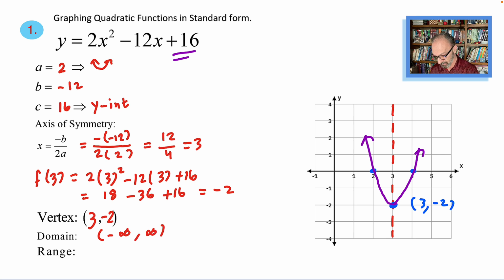Notice that the range is starting from this point all the way up, and that will give me from negative 2 to positive infinity. That's number 1. Let's go to number 2.